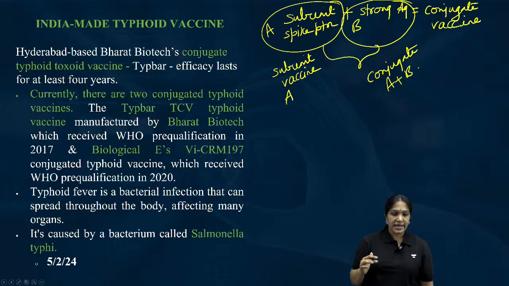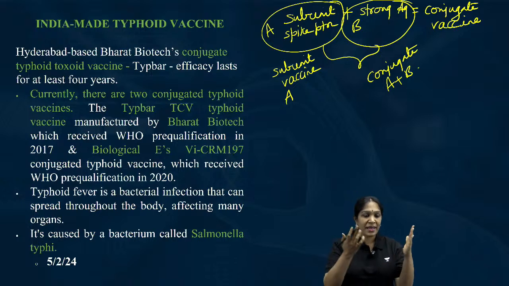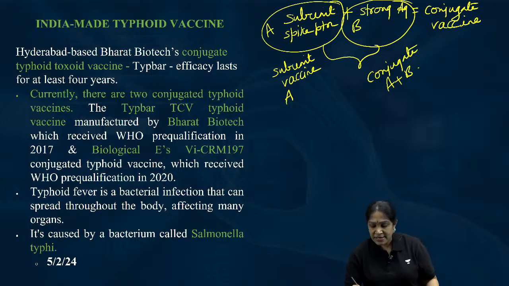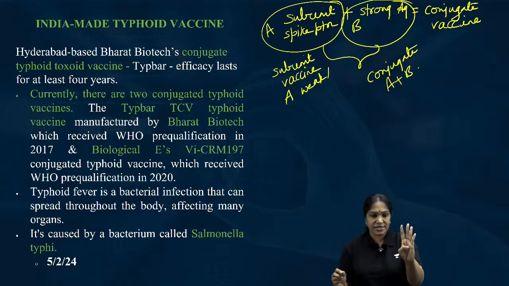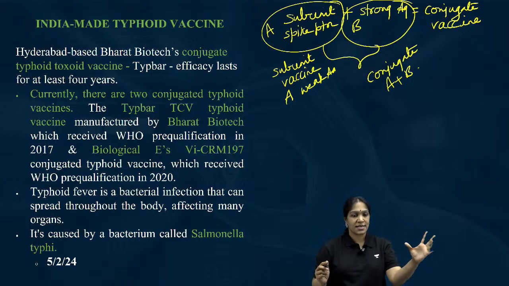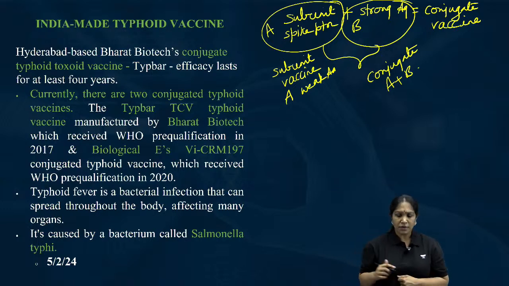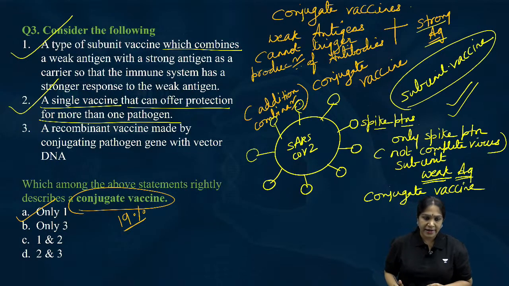Is it clear? Yes, the strong antigen should be added to the spike, or should be added to the weak antigen, which here is nothing but this subunit. The weak antigen, subunit, spike protein, all are the same. Clear for all of you? Very good. So this is correct.